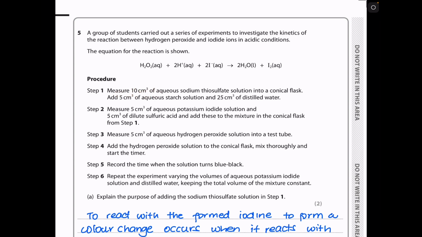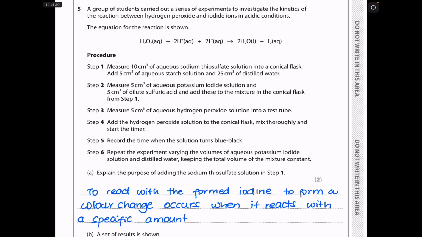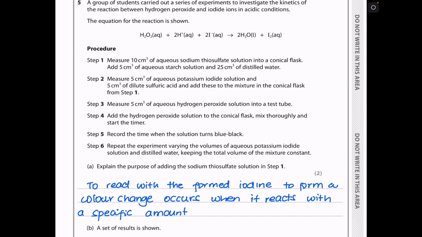You measure 10 cm³ of aqueous sodium thiosulfate solution into a conical flask and add 5 cm³ of aqueous starch solution and 25 cm³ of distilled water. Then you measure 5 cm³ of aqueous potassium iodide solution and 5 cm³ of dilute sulfuric acid and add these to the mixture in the conical flask from step 1. Then you measure 5 cm³ of aqueous hydrogen peroxide solution into a test tube. Then add the hydrogen peroxide solution to the conical flask, mix thoroughly, and start the timer. Record the time when the solution turns blue-black.